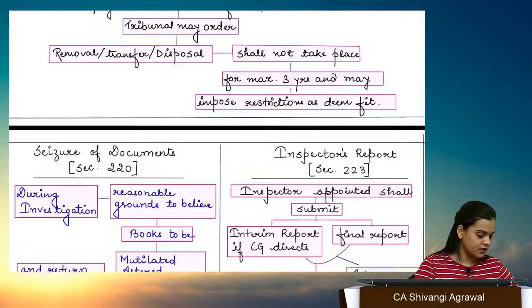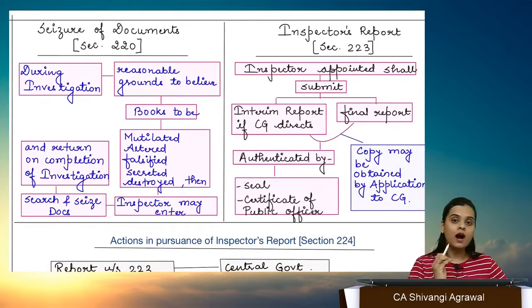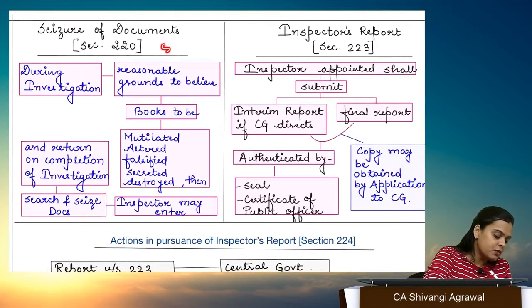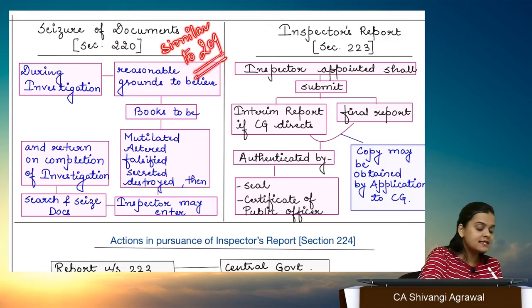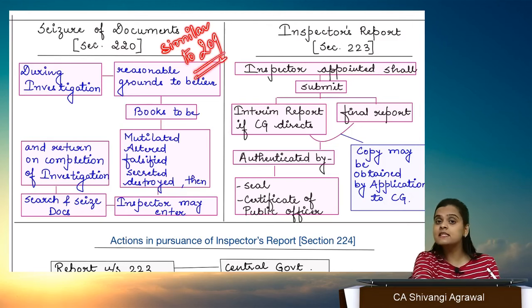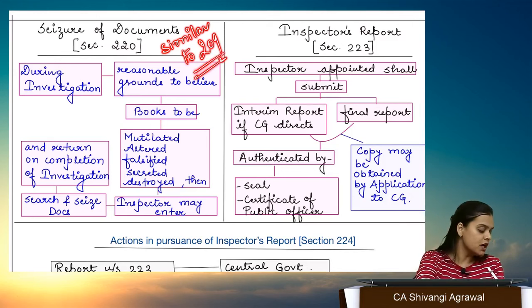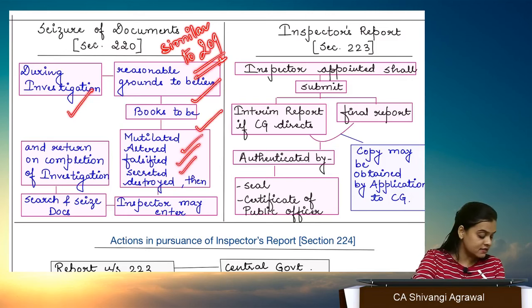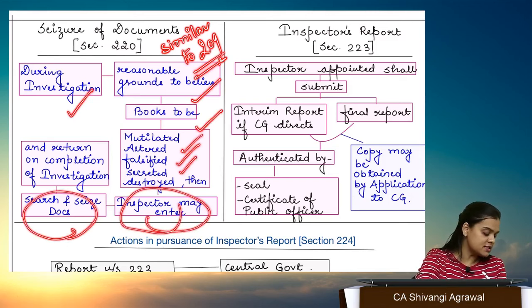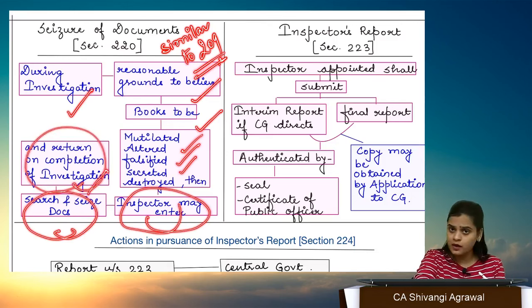Okay, ma'am. Now, section 220. I told you we have a section 209, which is exactly a replica of 220, except for the two differences that I told you. So during investigation, if an inspector has reasonable grounds to believe that books are going to be or are likely to be mutilated, altered, destroyed, falsified, secreted, then the inspector may enter, search and seize documents and return them on completion of investigation, not within 180 days, and no permission from the special court.